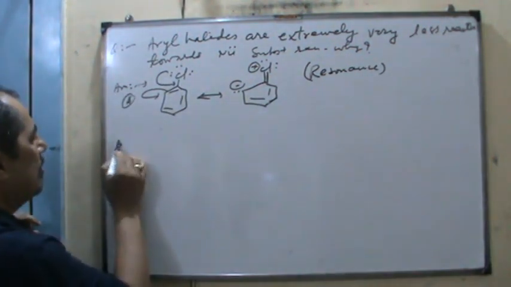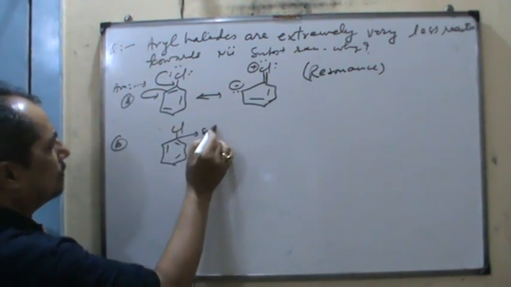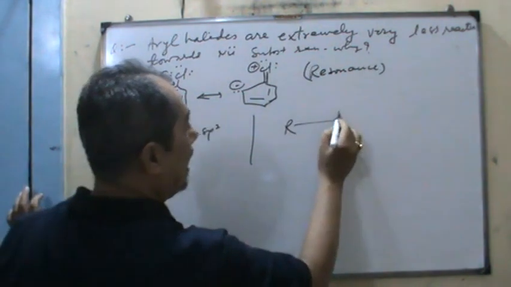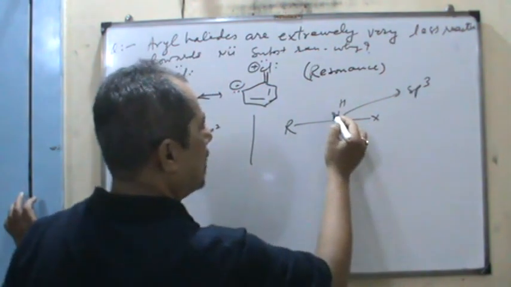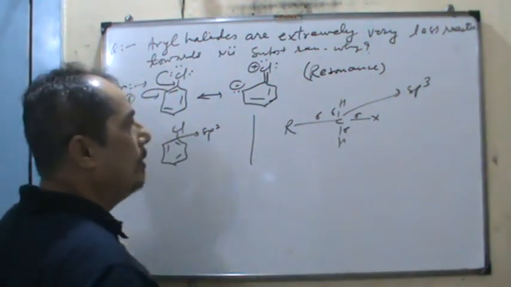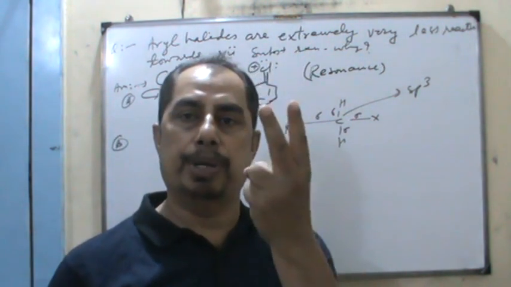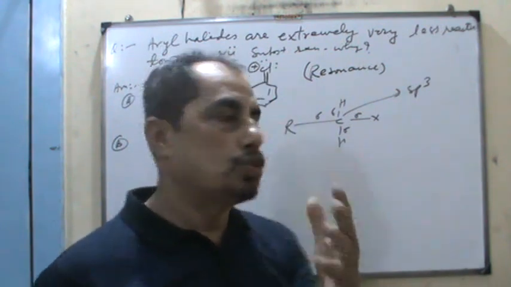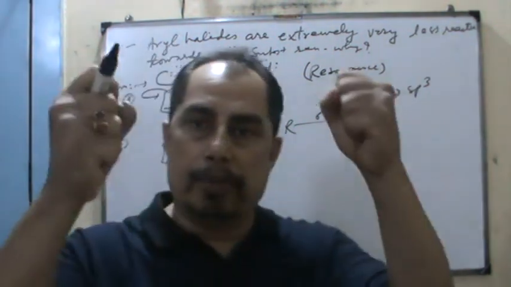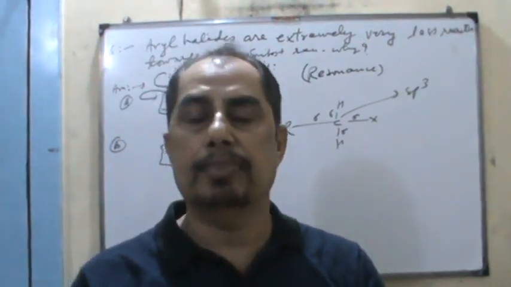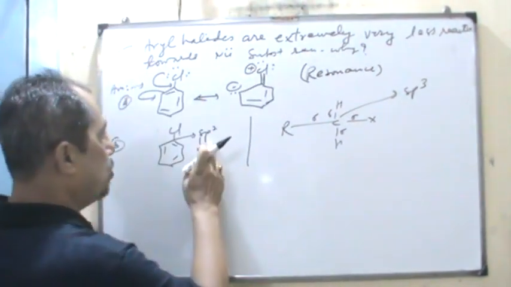The second factor: chlorobenzene, what kind of hybridization? It is sp2. But for alkyl halide, what kind of hybridization? sp3. It is simple to predict the hybridization in any organic molecule. If you are getting 4 sigma single bonds, sp3. If you are getting 3 sigma, sp2. If you are getting 2 sigma, sp. So the more the s character, the more the electronegativity, the more firmly the bond is held together. It is difficult for the nucleophile to break the bond. As such, it has sp2 hybridization.